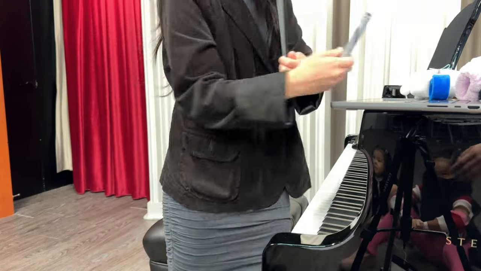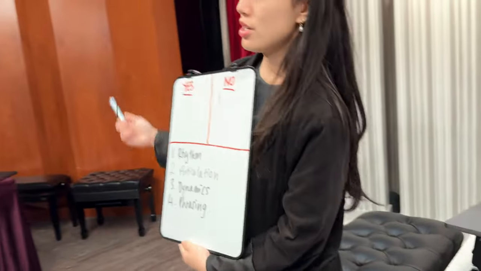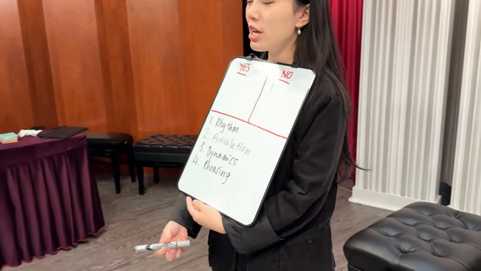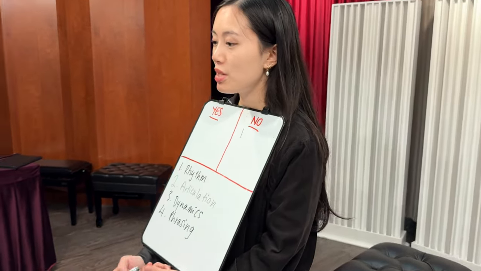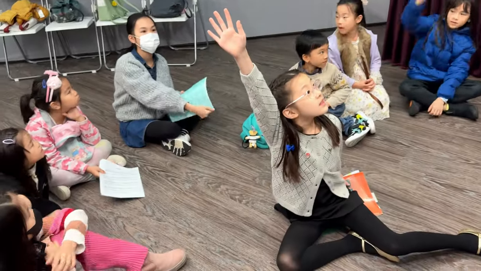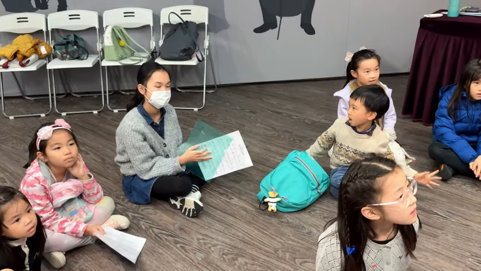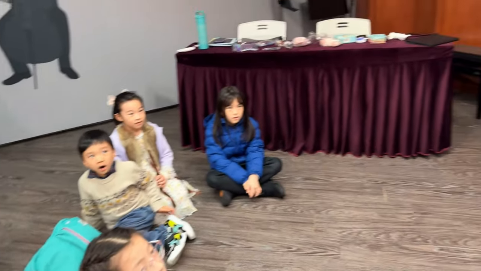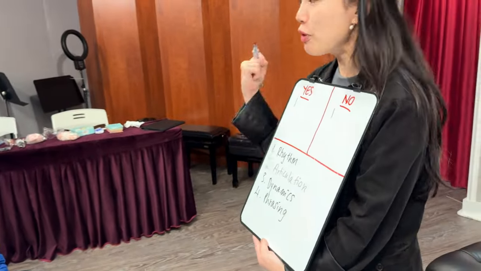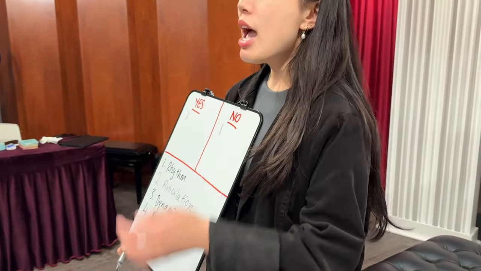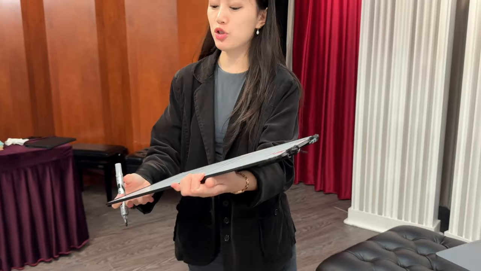Okay, so next we have dynamics. Everyone say dynamics. Okay, 1 point for who can give me an explanation of what dynamics is. Haley? Forte and piano. Yes, very good. Forte and piano. So team yes gets 1 point. You guys are on a draw, okay? So make sure you focus. So yes, correct. It's about how loud and soft you play.